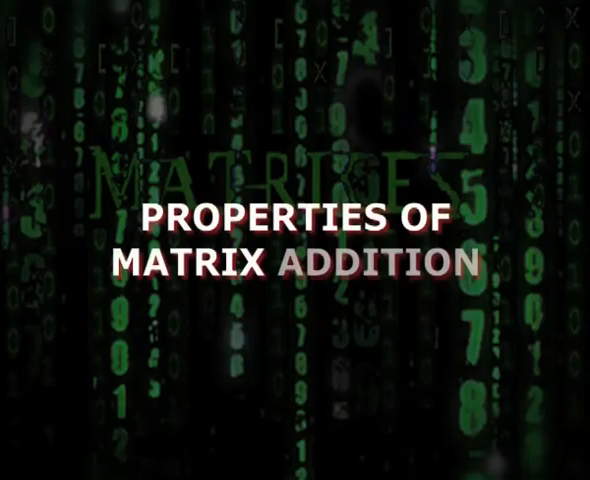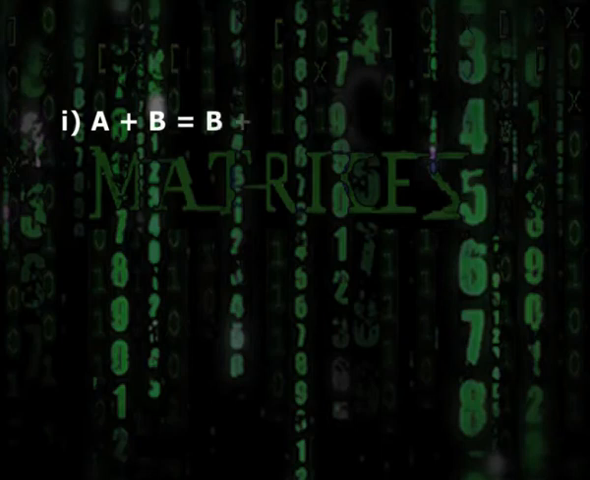Now that brings us to the next topic, that is laws of matrix algebra. For this, we need to discuss some of the properties of matrix addition. Let A, B and C be three matrices of the same order. Then the first property is A plus B equals B plus A, and that is nothing but the commutative law.